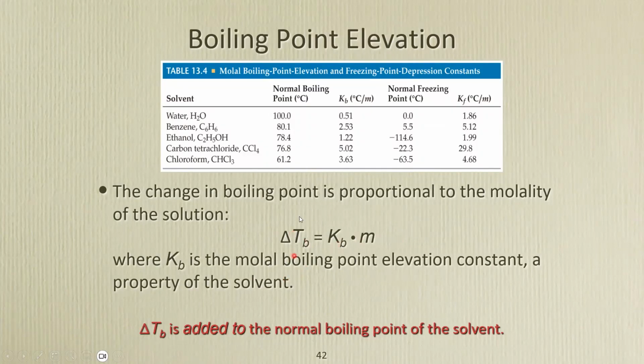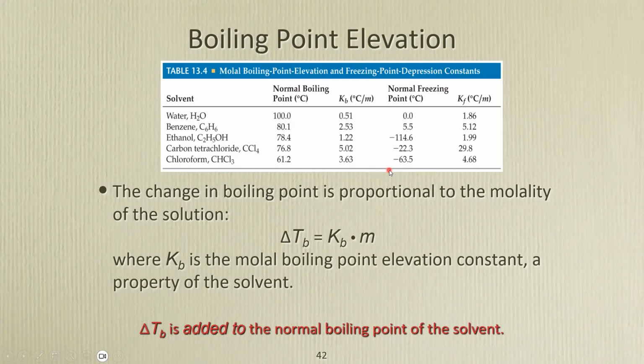And then that change in temperature is going to be equal to a constant. So Kb, if we look at it, is in degrees Celsius per molal. And that constant is going to be specific to the solvent itself. So we can see water, we've got a nonpolar solvent in benzene, ethanol kind of in the middle, carbon tetrachloride, also nonpolar, and then chloroform. But we can see each of those has a different boiling point constant. The molal boiling point elevation constant to be specific.